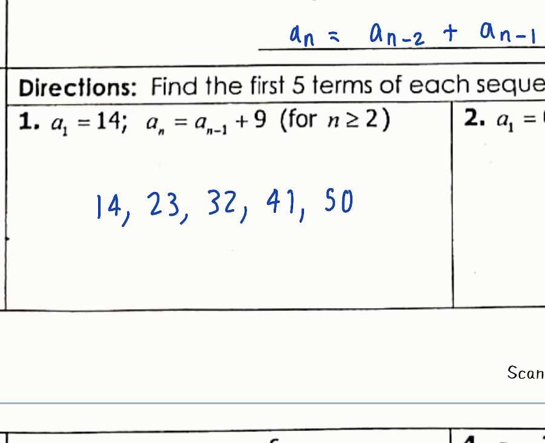If I want to find a sub 10, I'm gonna take a sub 10 minus 1, a sub 9, and I'm gonna add 9. So it's calling on the previous term. When you see that a sub n minus 1, it's calling on the previous term. Okay? A sub n minus 1, calling on your previous term. Y'all gotta get that in your brain, okay?